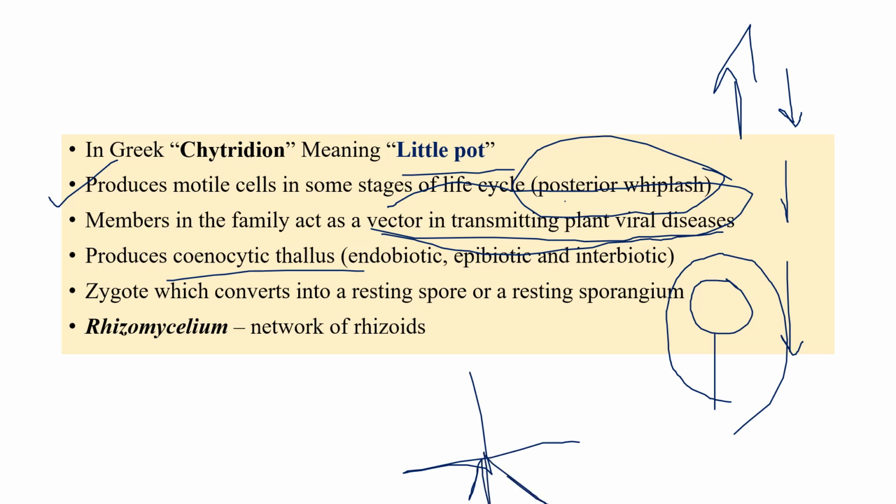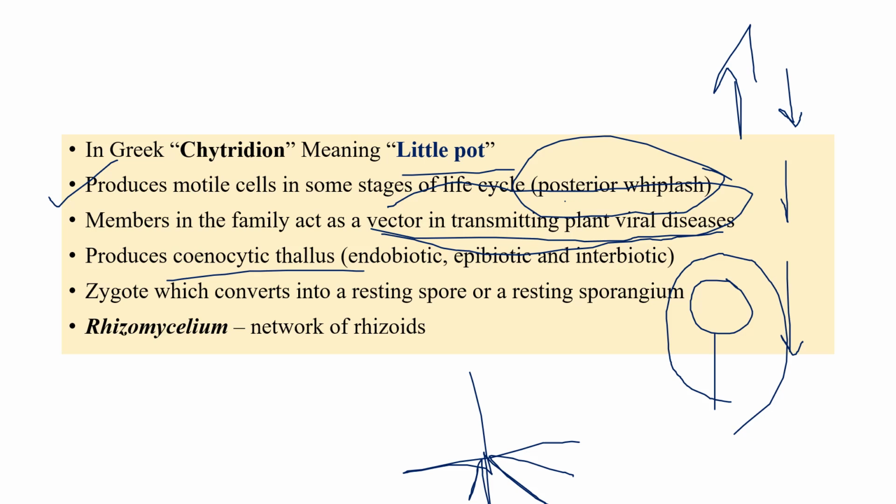So rhizoids means some kind of anchoring, finger-like structures that can be observed at the base of the fungi, right? Generally, a network of rhizoids is called rhizomycelium. You can forget about this rhizomycelium and all those things.